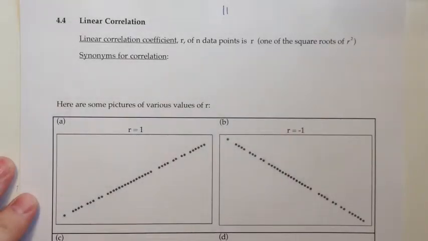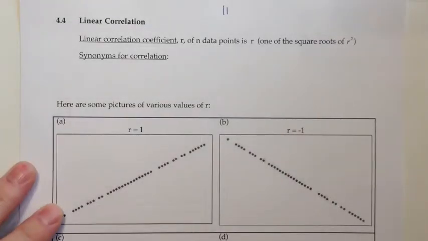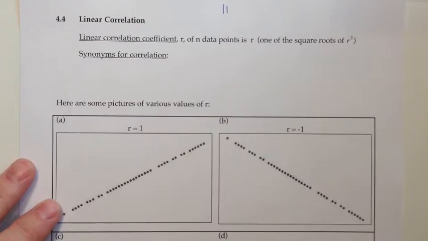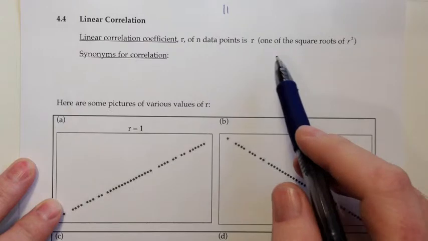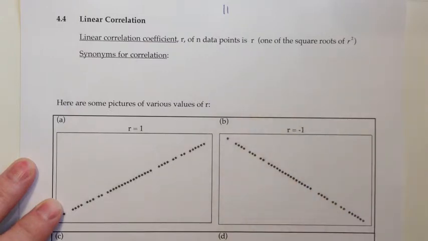Section 4.4, Linear Correlation. In this section we're going to look at the linear correlation coefficient r, which is of n data points, and it's one of the square roots of r squared, which we just saw in the last section. We say one of the square roots because numbers like 9 have two square roots, a positive 3 and a negative 3. And sometimes correlation is positive and sometimes it's negative, so we want to allow for both those possibilities.